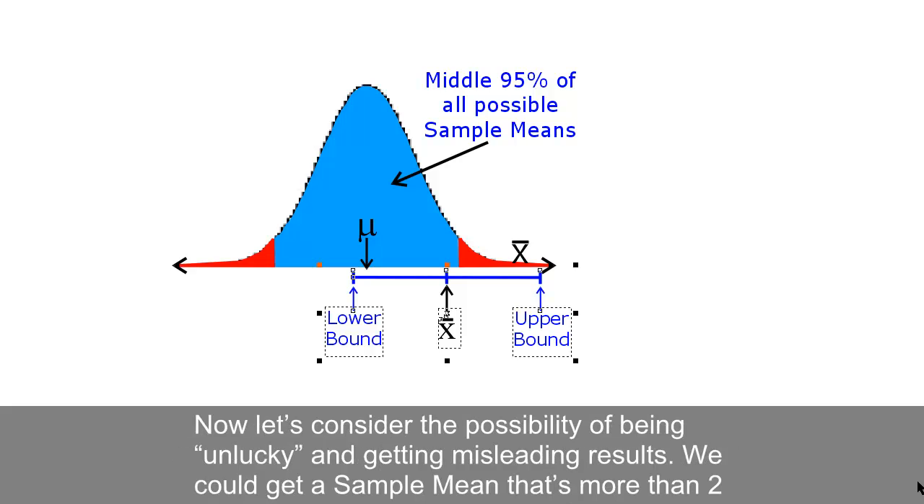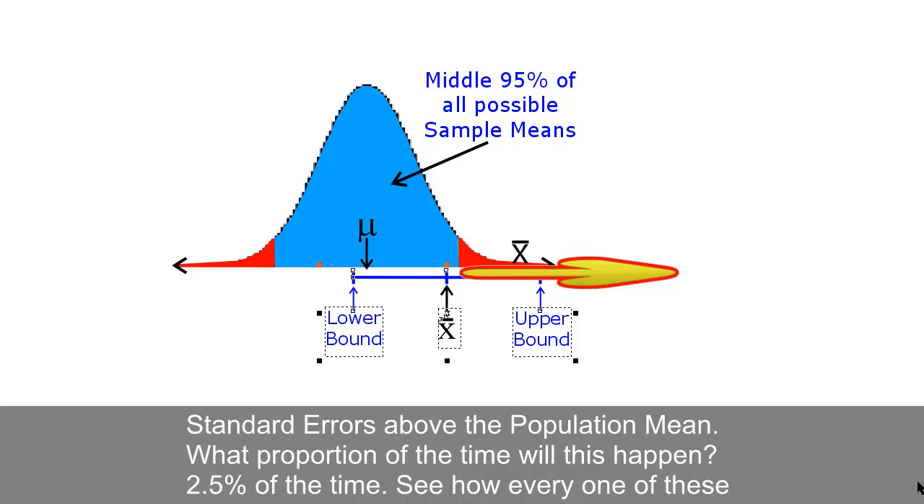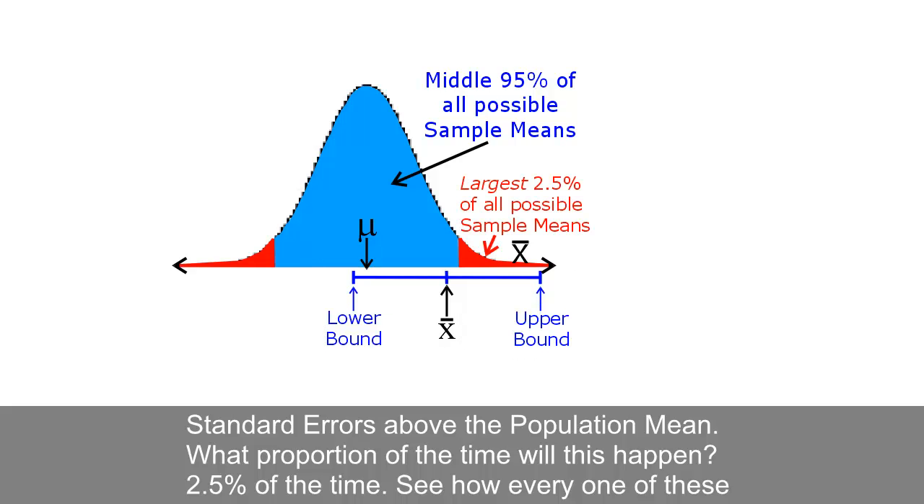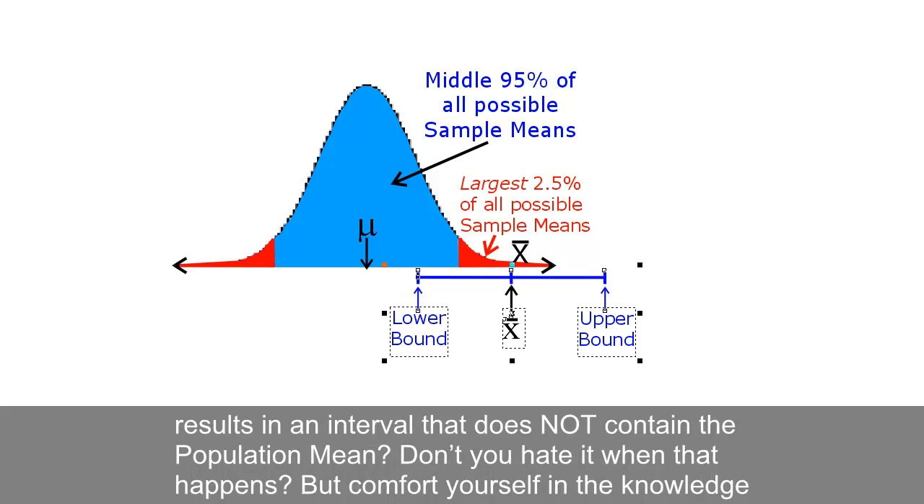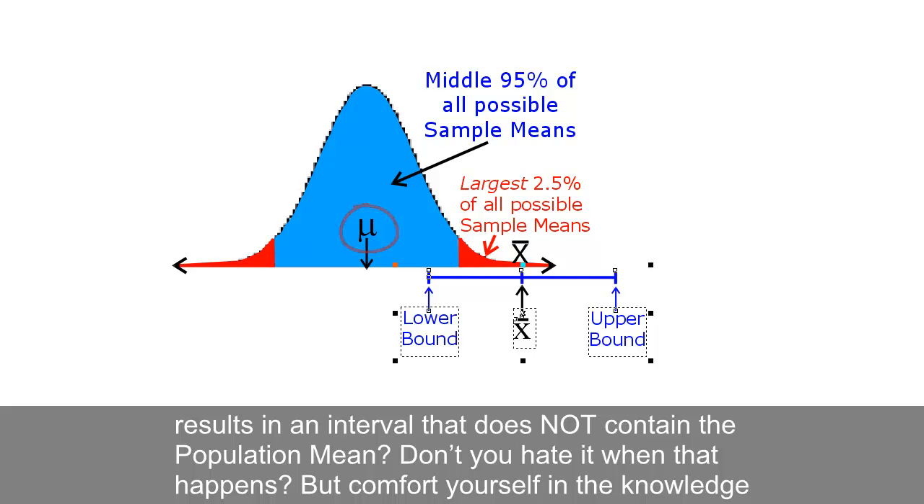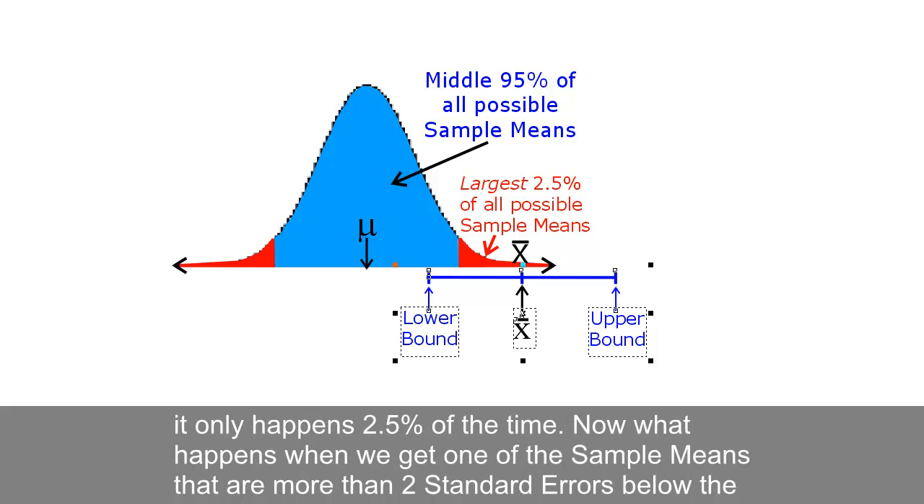Now let's consider the possibility of being unlucky and getting misleading results. We could get a sample mean that's more than 2 standard errors above the population mean. What proportion of the time will this happen? 2.5% of the time. See how every one of these results in an interval that does not contain the population mean. Don't you hate it when that happens? But comfort yourself in the knowledge it only happens 2.5% of the time.